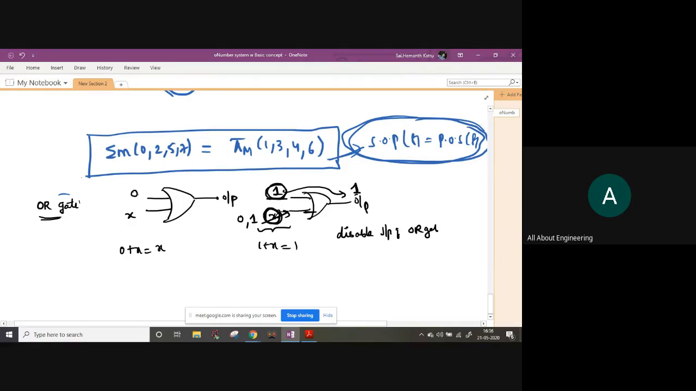Now if one input is 0, then the output of the OR gate depends on the value of X. If X is 0, then output is 0. If X is 1, then output is 1. So if one input to the OR gate is 0, the gate is enabling the other input to access the gate. Hence 0 is called the enable input of an OR gate.